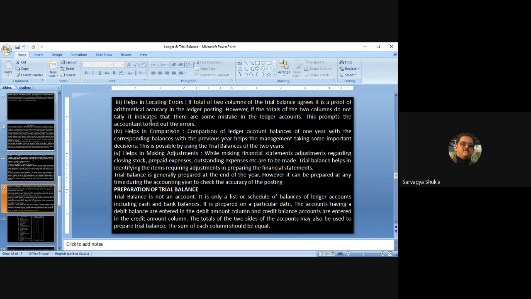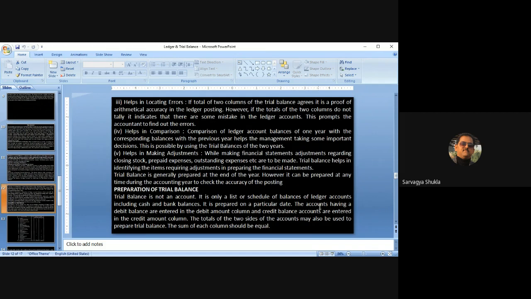There is no fixed date to prepare a trial balance. Any company or any business institution can prepare it as per its convenience. There is no particular date mentioned in accounting to prepare a trial balance. We can prepare a trial balance as per our convenience or as per the rules prescribed by the laws.